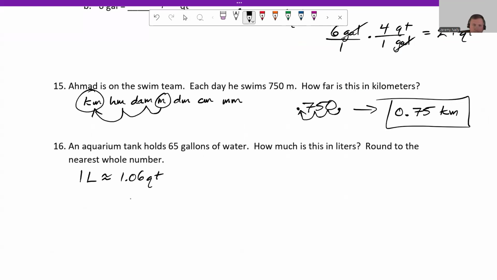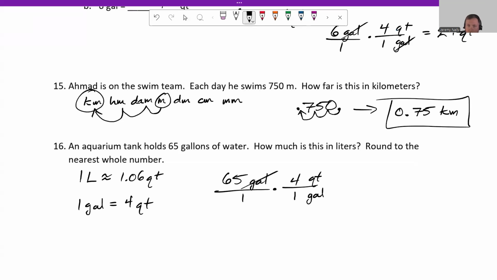Okay. And then we also need to know that 1 gallon is 4 quarts. So then we start with the 65 gallons, and we're going to cancel out gallons and go to quarts first. So 1 gallon is 4 quarts. So gallons are done.